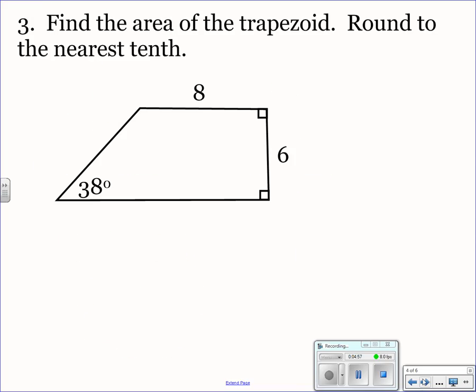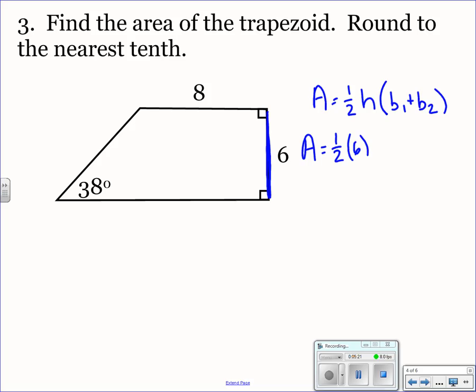Find the area of the trapezoid to the nearest tenth. Okay, so our area is 1/2 the height times the sum of the bases. Well, let's see what they've already given us. This 6 here, since it's perpendicular to both of the bases, is considered the height. We know one of the bases is 8, so we're going to have to do a little bit of work to find the other base.